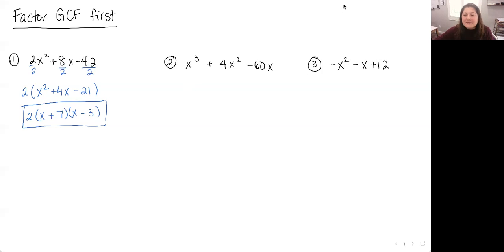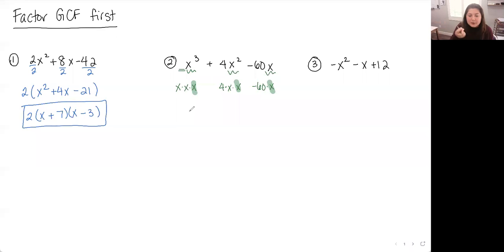Okay, so in this particular problem, what's happening is that I don't have a coefficient here, right? But what I do notice is that I have an x, an x, and an x in each of my terms. Now, what's interesting is my x to the third has 3 x's, right? It's kind of like saying x times x times x. This is saying I have 4 times x, whoops. And this is saying I have negative 60 times x. Notice how each of them have an x that's in common between all of them.